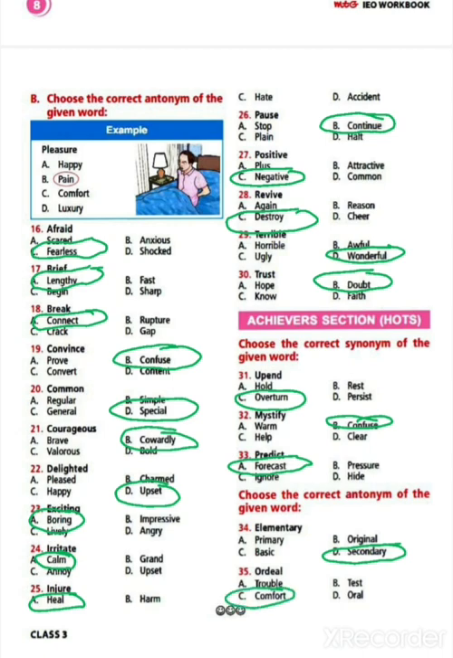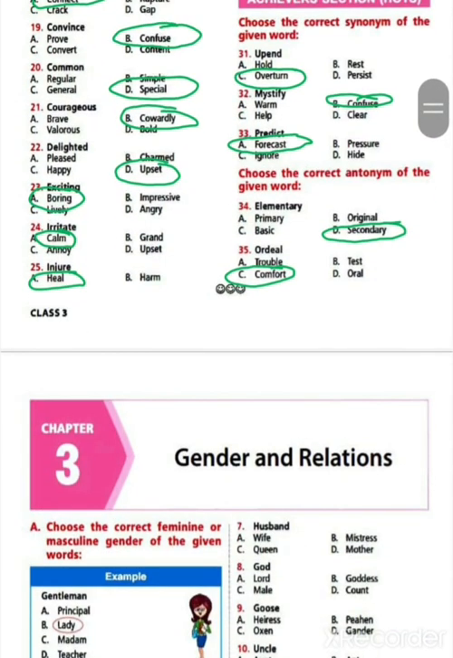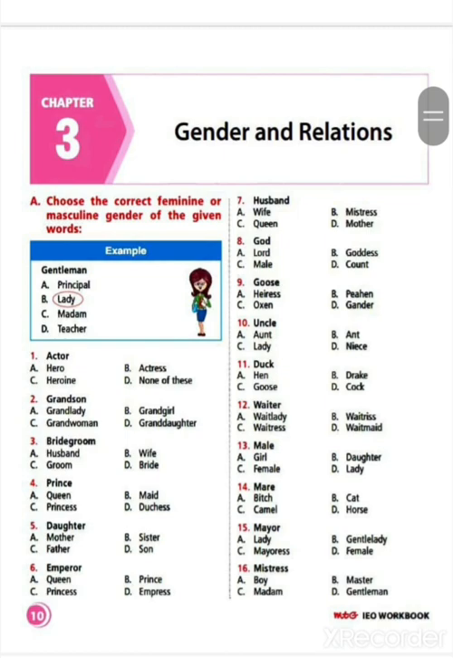So with this, children, we come to the end of this chapter, that is synonyms and antonyms. Again, I repeat one thing which you need to remember. Synonyms are words with similar meaning, and antonyms are words with opposite meaning. So if this thing is there in your mind, you can solve any question easily. So now, since we have completed this, we will move on to the next chapter, that is gender and relations.